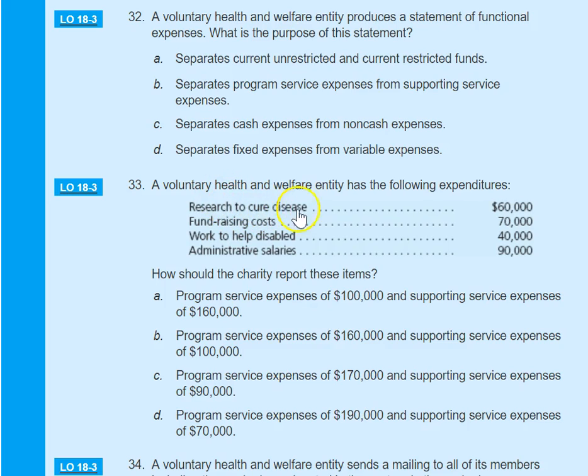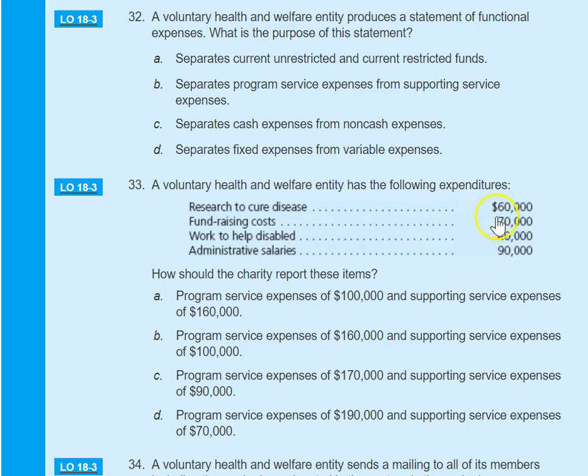So research to cure diseases, of course, is part of program service. Fundraising costs are kind of their administrative activities. They need to raise funds, and for that they may need to do campaigns, print leaflets, but all those are administrative expense, not purely related with their patient care or healthcare. Work to help disabled, yes, this is also part of their healthcare service, so I'd say it's also related to their mission, so it should be under program service expense. Administrative salary is pure supporting service expense.